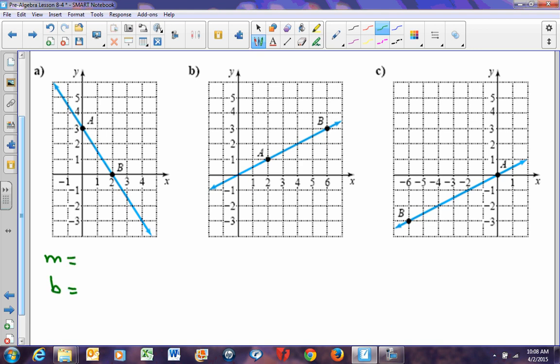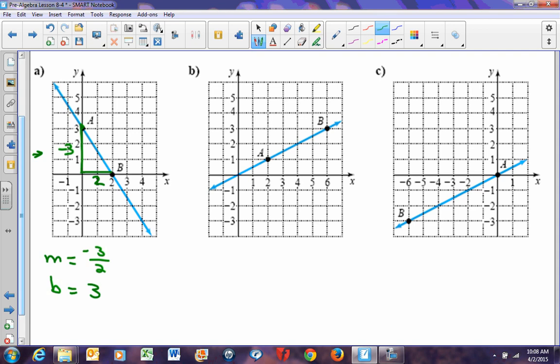Okay? So first thing I'm going to do is, if I read from left to right, I'm going to start here, at this point right here, at 0, 3. I'm going to go down and to the right. So I'm going down 3 units and to the right 2 units. So my slope is negative 3 over 2. My y-intercept, if you notice, is at 0, 3, so my y-intercept is 3.